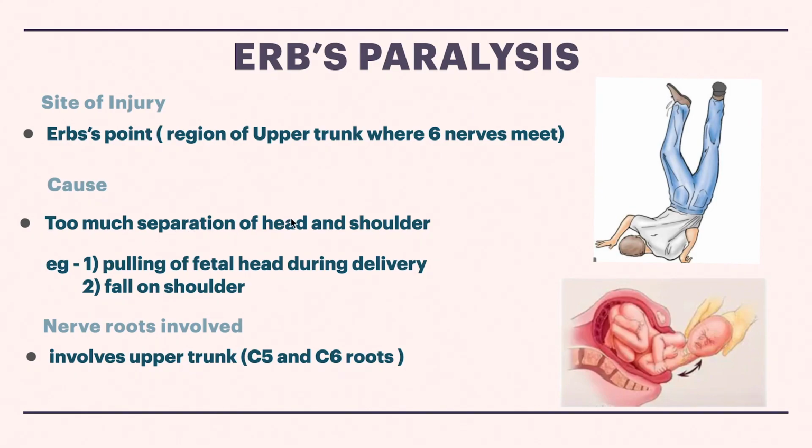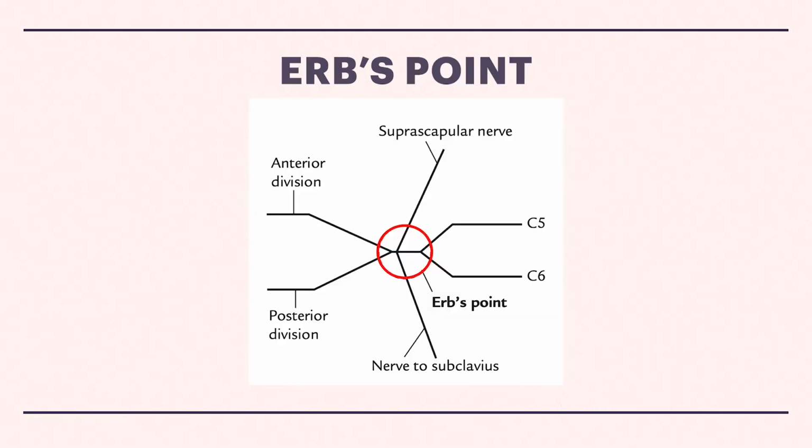The cause is too much separation of head and the shoulder. So for example, here we have the fetal head which is being pulled during the delivery. So we can see that the head and the shoulder are being separated to their extremes. This is one of the reasons which lead to Erb's paralysis. And then the second one that we have is the fall on shoulder. As we can see in this picture here, falling on shoulder again increases the separation between the head and the shoulder.